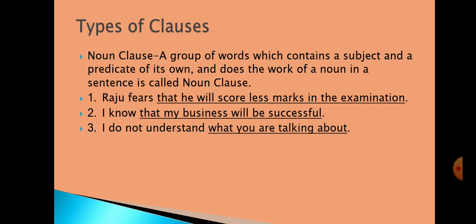Look at the second sentence: I know that my business will be successful. I know is an independent clause, and the remaining underlined part, that my business will be successful, is a noun clause. Look at the third statement: I do not understand what you are talking about. Here what you are talking about is a dependent clause. Its type is noun clause.